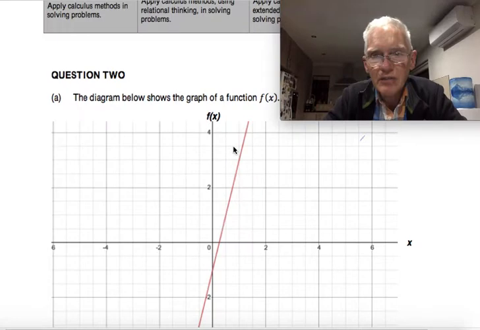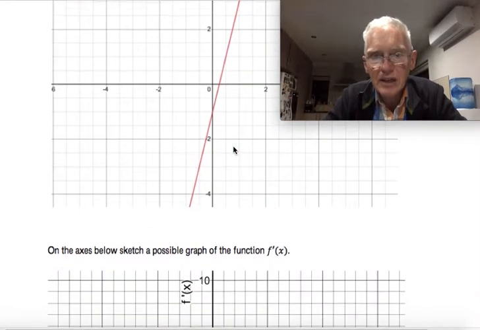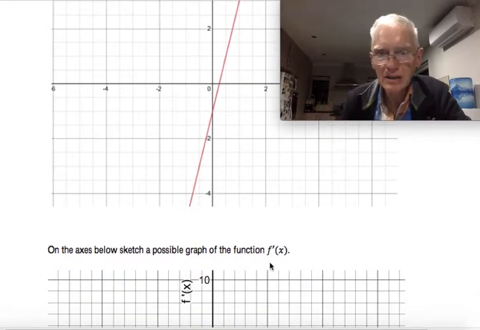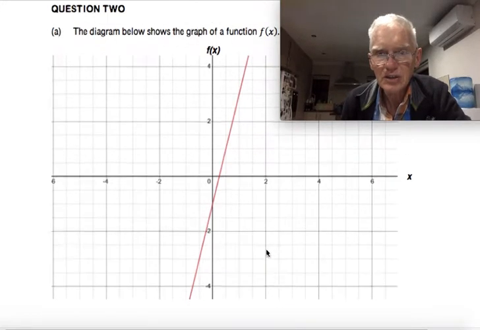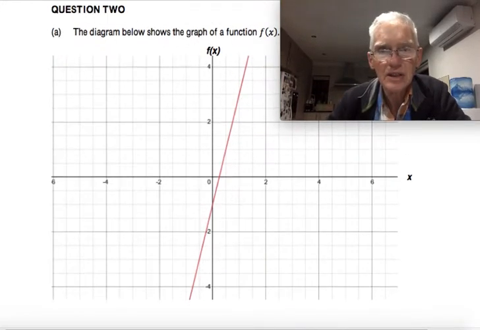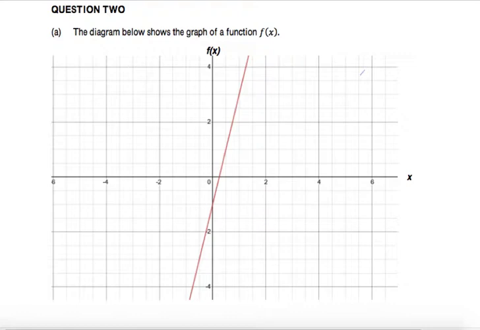Okay, we've got a function here, and we are asked to describe the gradient function. So let's look at the gradient. I'm going to take a couple of points on the line and see if I can find where they cross a corner. Here's one, it crosses a grid here, and it crosses a grid here, and it crosses a point of a grid there.